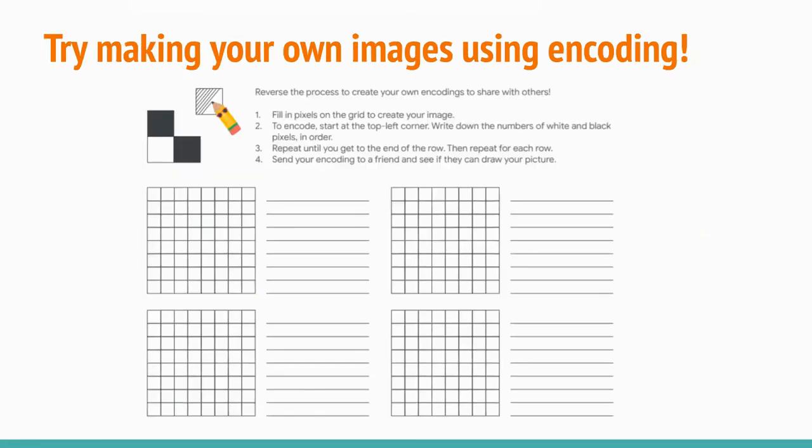Once you've finished with those, you can always try making your own images using encoding. Simply fill in the pixels on the grid to create your image. To encode it, you're going to start at the top left corner, and you're going to write down the number of white and black pixels in order. You're going to repeat this until you get to the end of your row. Then you're going to repeat that process for each row. You can send your encoding to a friend or family member and see if they can draw their picture just by using your encodings.